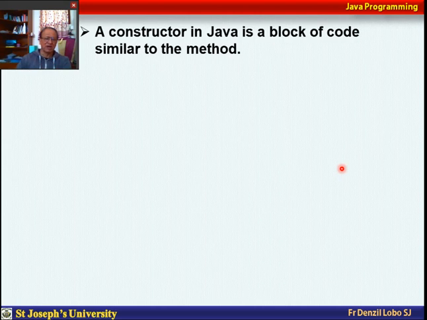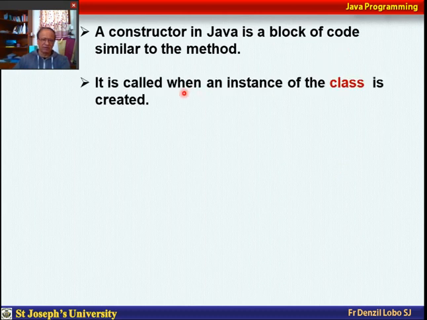So a constructor in Java is a block of code similar to a method. We have already written some methods. So a constructor is a block of code similar to a method. It is called when an instance of the class is created. So when we want to create an object, that is the instance of the class, then it is called.